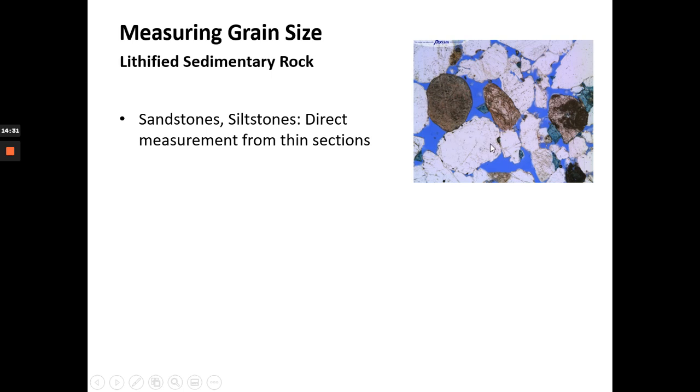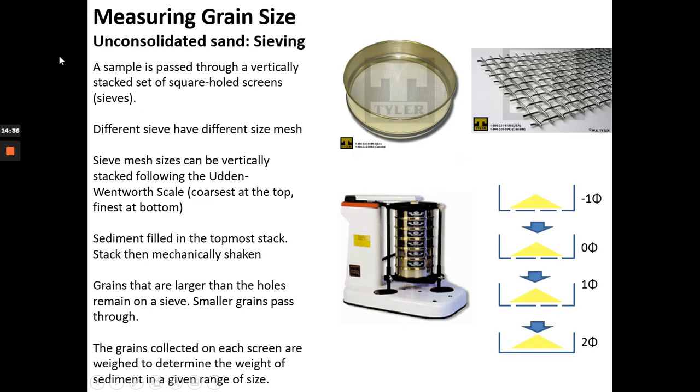But what about unlithified sediments? What kinds of methods are commonly used? Now, if you are measuring grain size of sands, the most common method is the sieving method. So you have a sample of sand of a certain weight, and you bring it to the lab. And at the lab, you have these sieves.